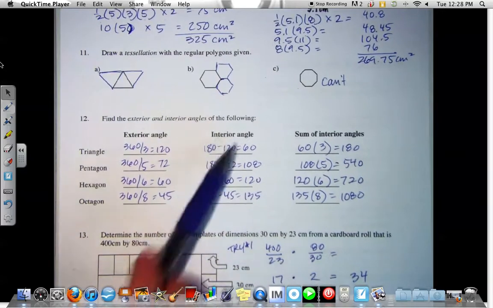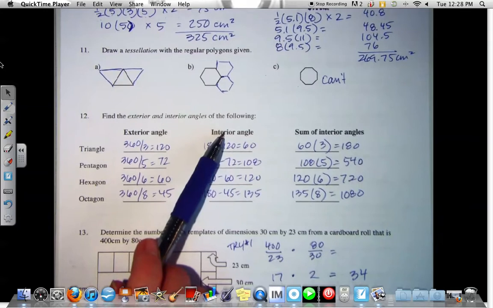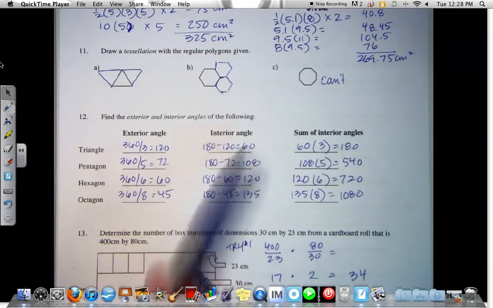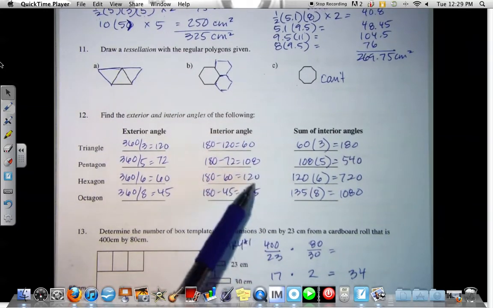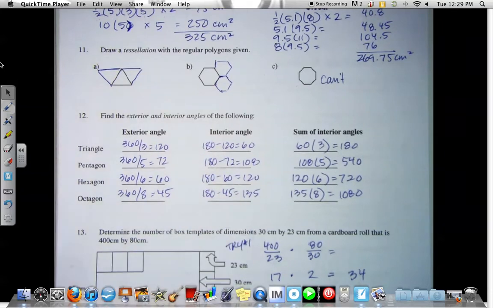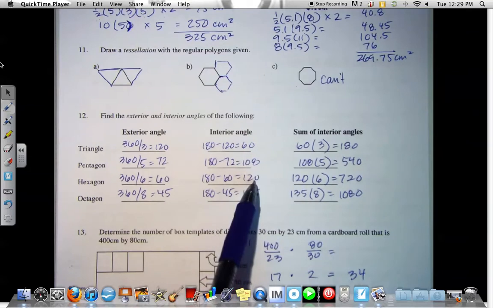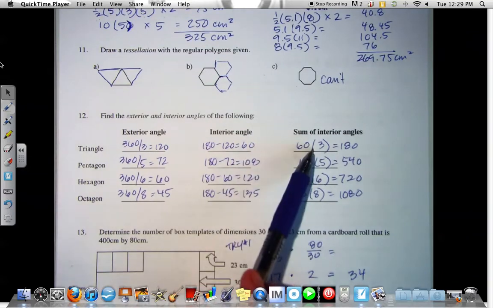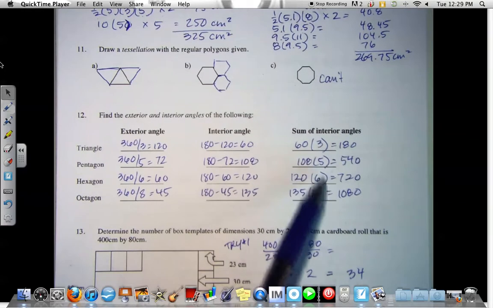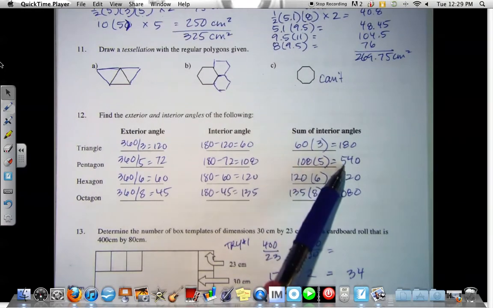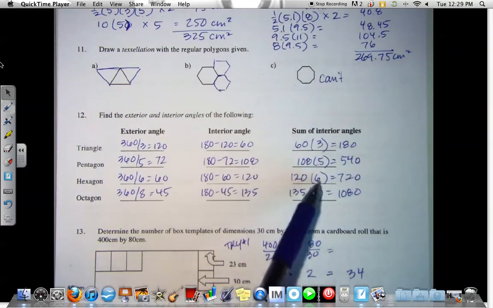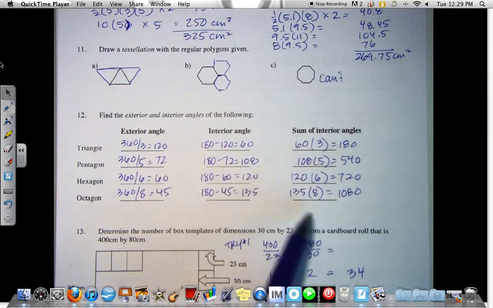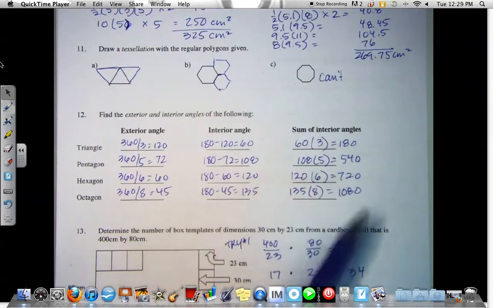Interior angle is 180 minus the exterior angle. So for the triangle, it's 60, pentagon 108, hexagon 120, and octagon 135. Sum of the interior angles. Take the measure of the one interior angle and multiply it by the number of sides. So you have 60 times 3, which is 180, 108 times 5, which is 540, 120 times 6, which is 720, and 135 times 8, which is 1080.